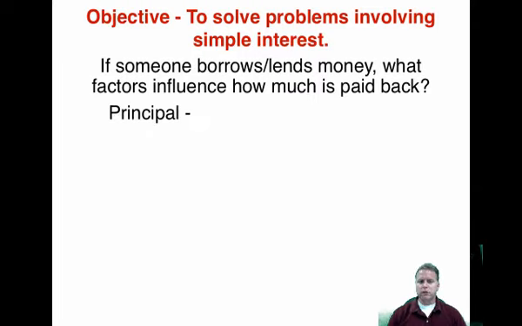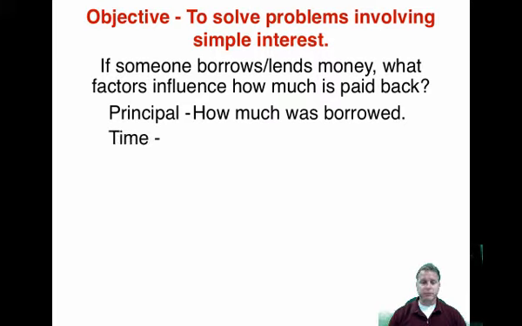Well, if we're talking just on a strictly business level, the first thing we're looking at is the principal. And that's not someone at the school. That's actually how much money did you lend or did you borrow? The more money you borrow or more money you lend, the more interest you're going to have to pay back or you're going to earn.